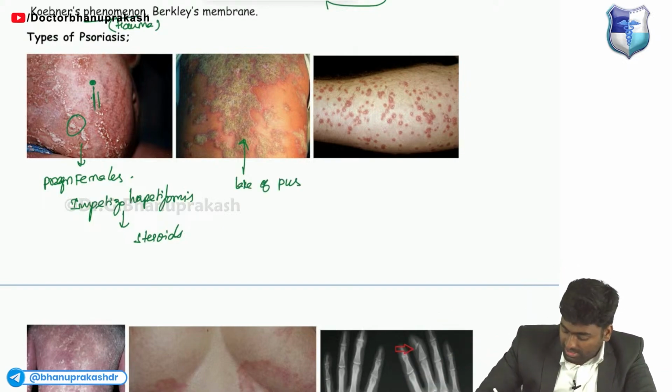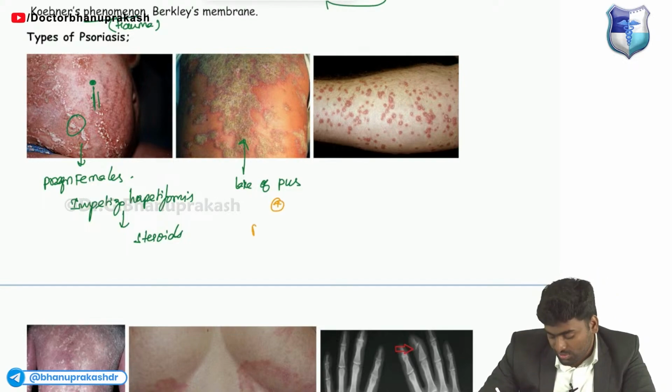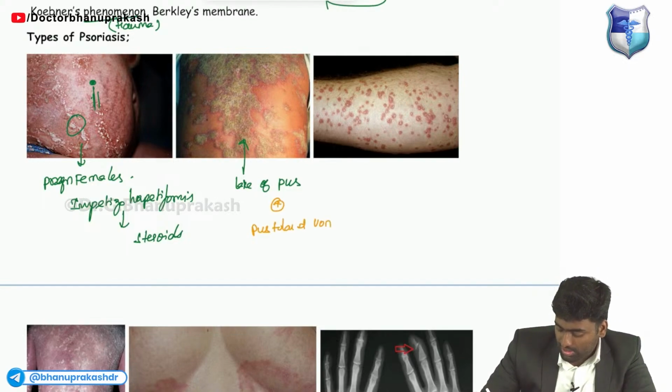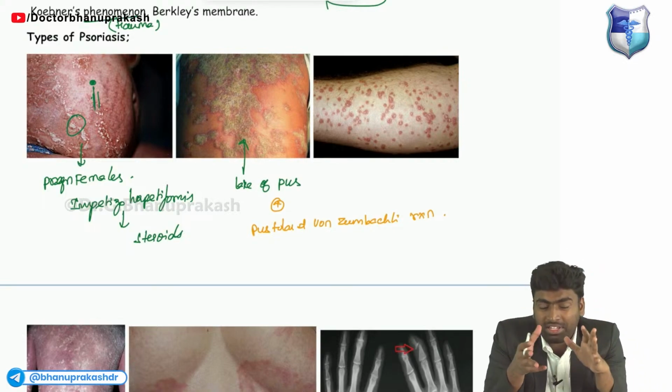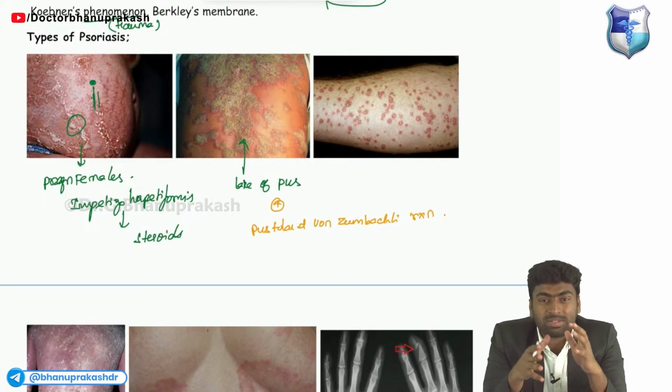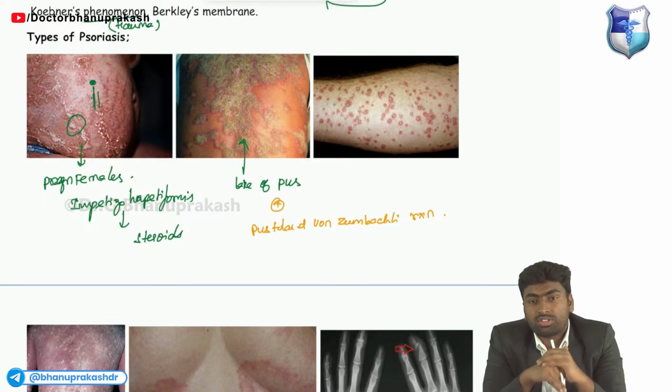It will be present in a case of pustular psoriasis, which is known as von Zumbusch reaction. Okay, and von Zumbusch reaction is due to over-treating with steroids. It causes this pustular psoriasis, which is known as von Zumbusch reaction.